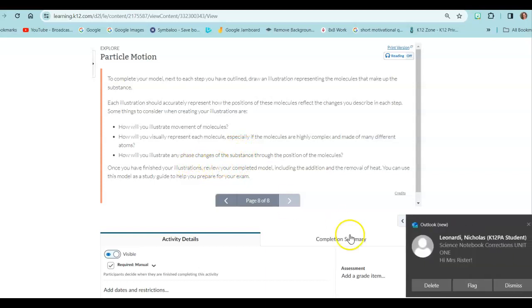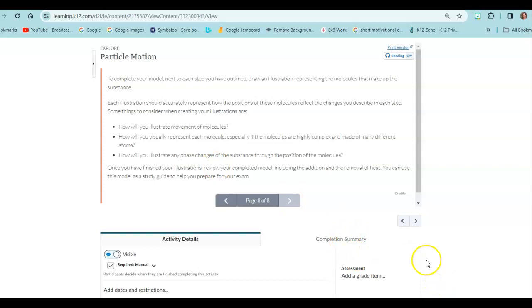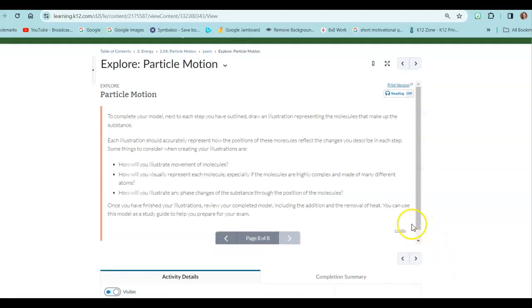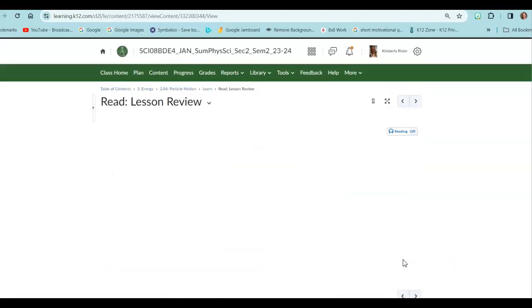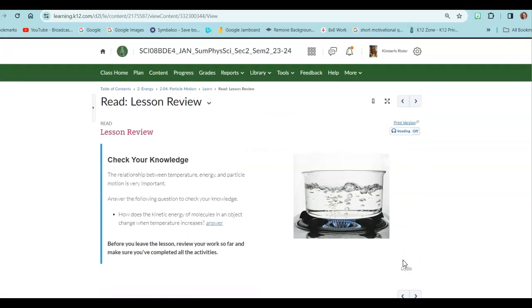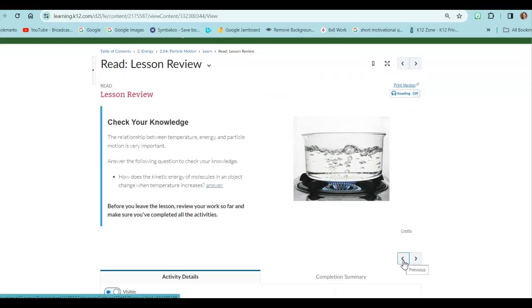So you want to make sure that you are showing if heat is added, if they're close together, or if they're spread far apart. All right, and that is the last page of the lesson. So once you move on with that, let's see if there's a quick review to wrap up. So if you're having some trouble understanding, you might look at this as well.